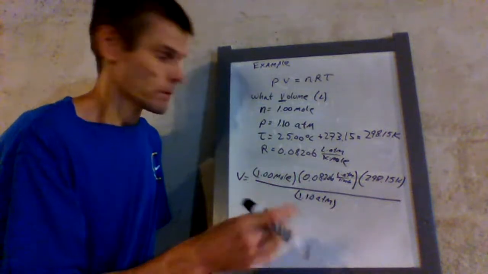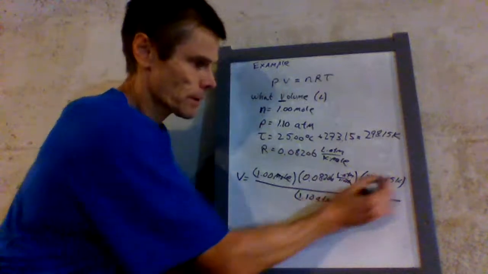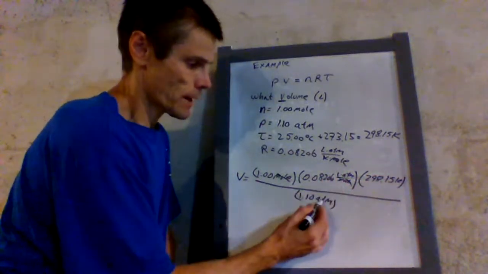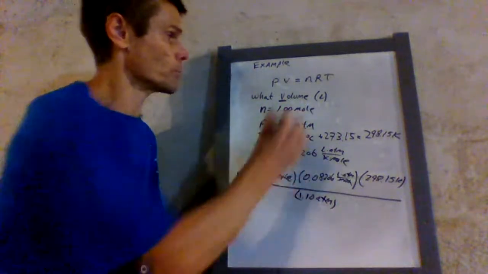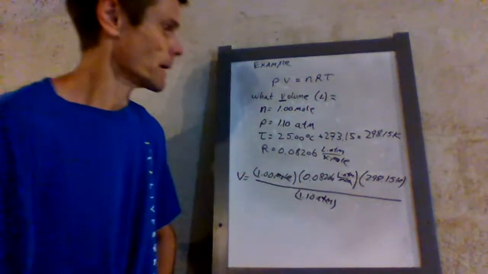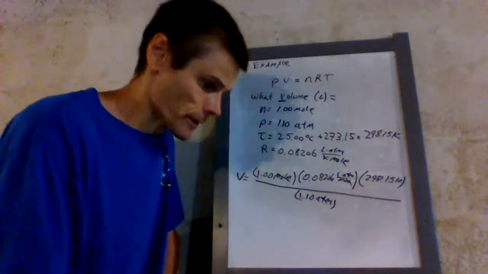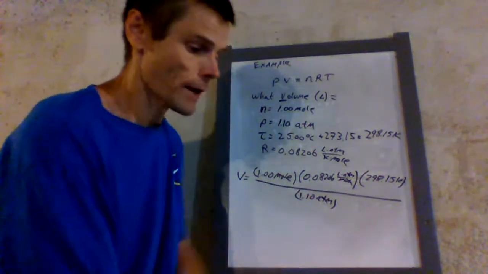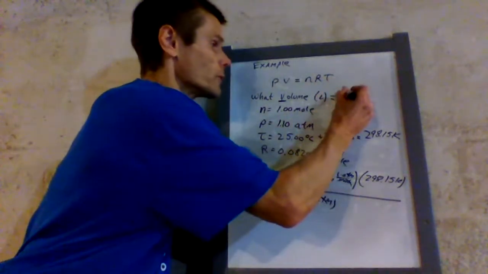So remember, this is N, R, T, and that's P. Good? Let's look at our units. Moles cancel out. Kelvin cancel out. ATM cancel out. We're going to get an answer of volume in liters. And in this case, we're going to round it to 3 significant figures. The volume that I've calculated in this problem is 22.2 liters.